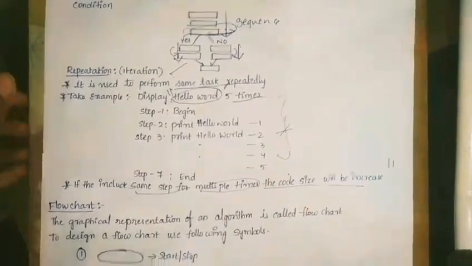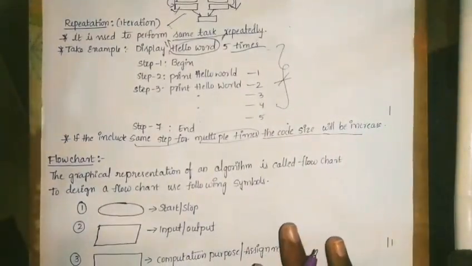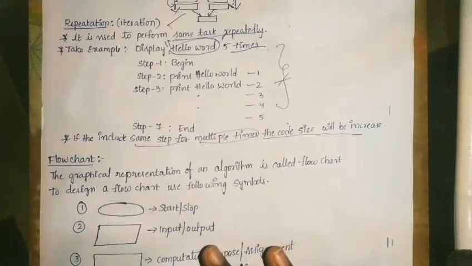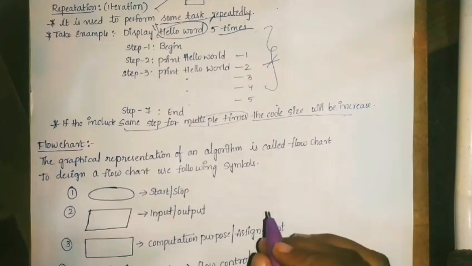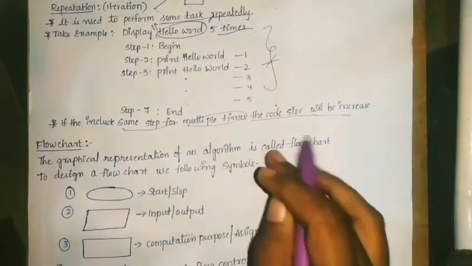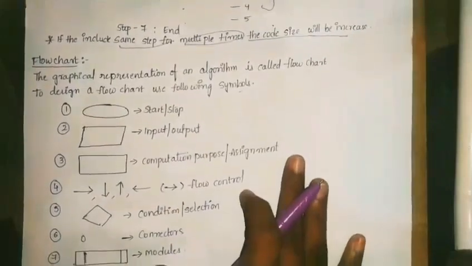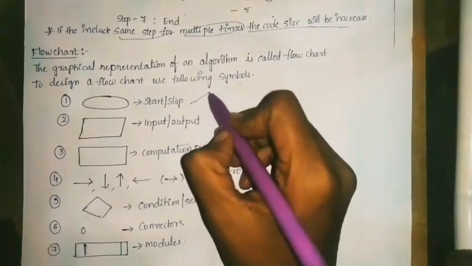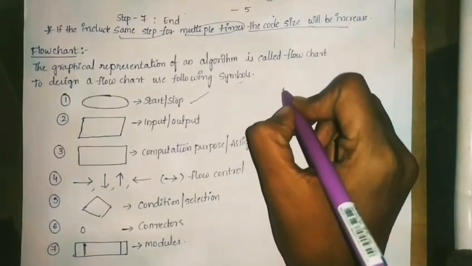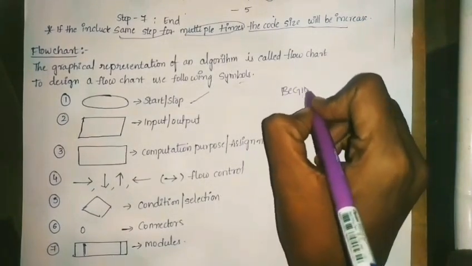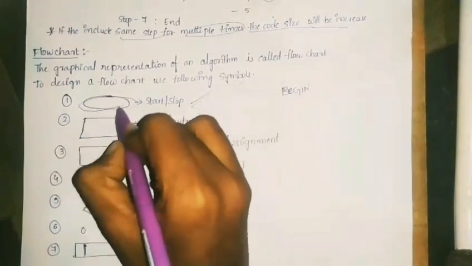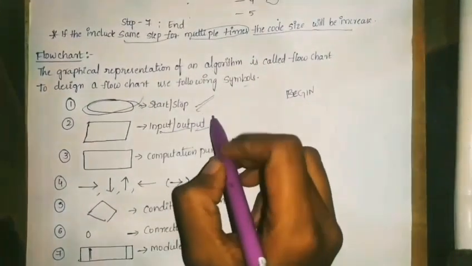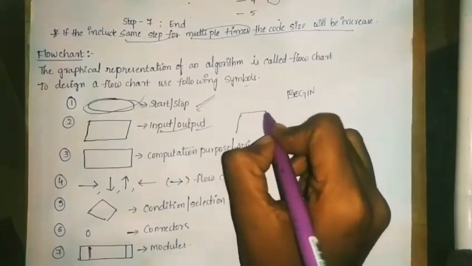The next concept is the flowchart. It is the graphical representation of an algorithm. We already know about the algorithm and operations. Next, we are discussing the flowchart. A flowchart is a graphical representation of an algorithm, and to design a flowchart we use different symbols. Let's see the symbols. First, start or stop. In an algorithm we use begin and end, so here we use start and stop. The symbol is this. For input and output we use a parallelogram.